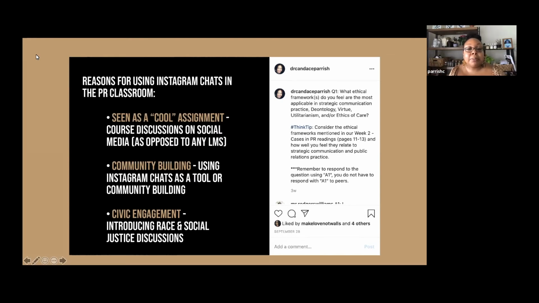It encourages community building. First of all, it's multi-level. It's community building in our classroom, and it's also teaching students how to community build on social media. So I like it because it's something they can directly take with them after we use it. After we have the Instagram chat, they can literally go and apply it to their internship, their job, their consultations, or whatever they're doing. And then also it encourages civic engagement.